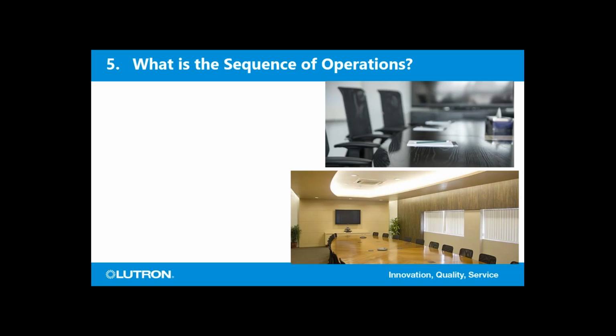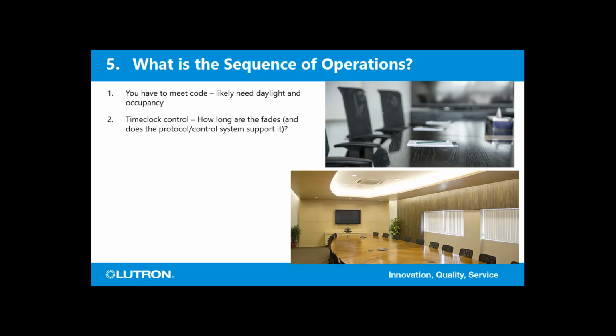And then the fifth question that you need to ask is, what is the sequence of operations going to be? Because this can be really important when you're trying to match the control system and the fixtures. So you're likely going to have to meet code, right? So you'll have daylighting and occupancy. Is there going to be a time clock control? How long are the fades? And does your choice of fixture and the protocol in that fixture support that fade?